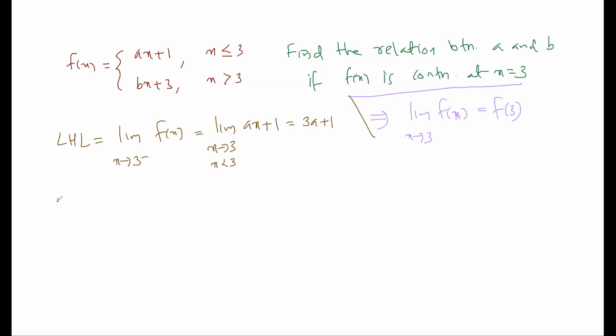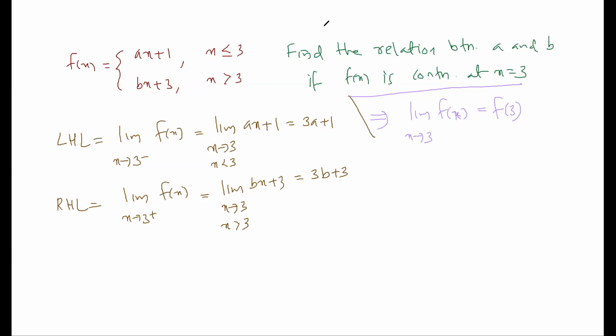Okay, now the right hand limit. The right hand limit is equal to the limit of that function as you are approaching 3 from the right side. So the numbers are greater than 3. When x is greater than 3, the function is bx plus 3. That means by direct substitution, the limit is 3b plus 3.